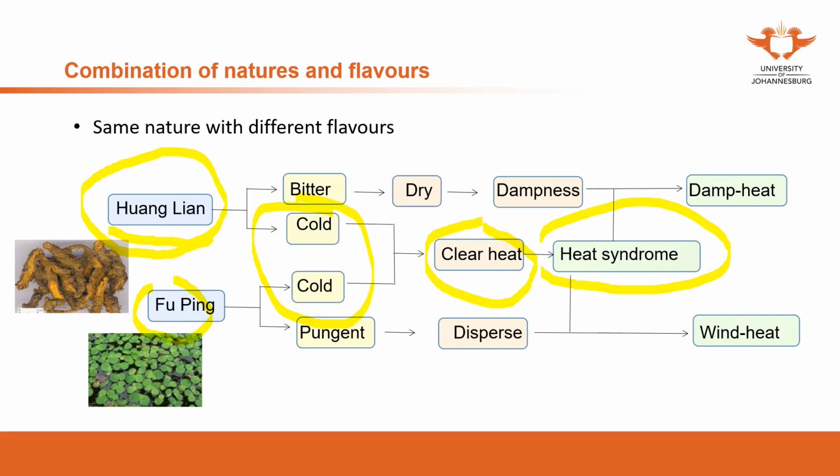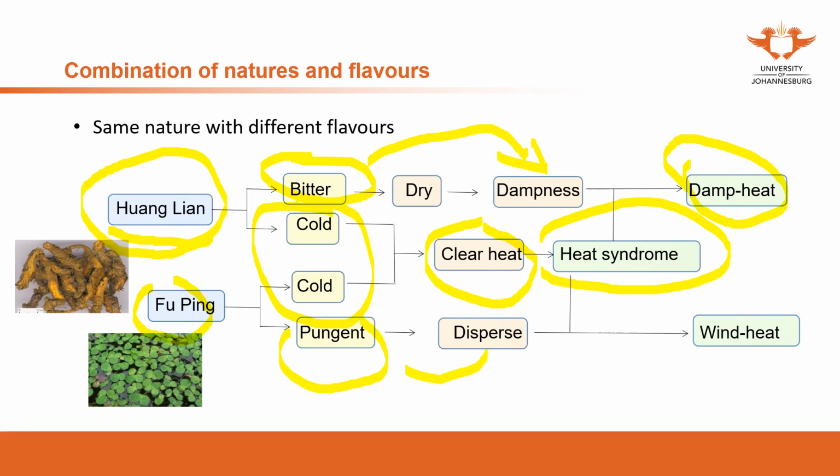Because they have different flavors. Huanglian has a bitter flavor. Bitter flavor can dry dampness, so you can use it for dampness and heat, damp heat syndrome. Fuping has the flavor of pungent. Pungent can disperse. When you combine dispersing with a heat syndrome, it results in wind heat. So Fuping can be used for wind heat.